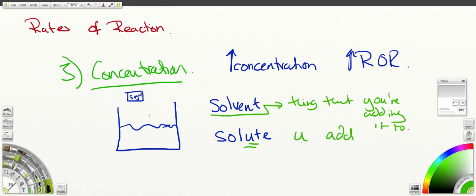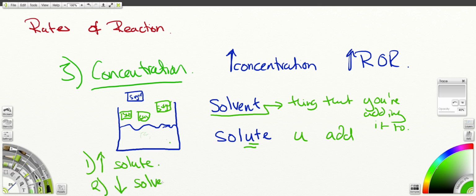So the question is, how can you increase the concentration of sugar in the tea? Well, obviously, you need to add more sugar. So if you add more sugar, the concentration is going to increase. The amount of sugar per volume is going to increase. The other thing you could do is, number one, increase the solute, the thing you're adding, or number two, decrease the solvent. So if you take some tea away and then add a sugar, it's going to be more concentrated than if you add more tea and one sugar.